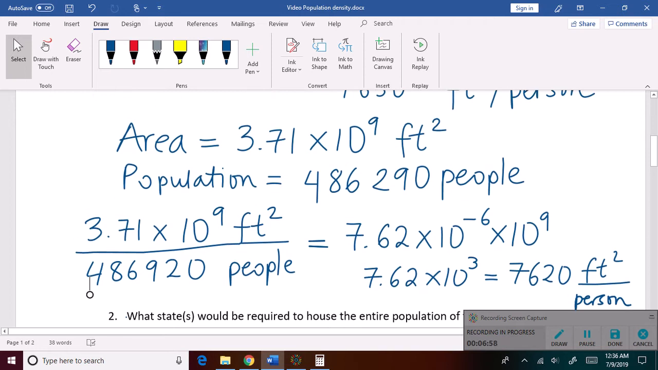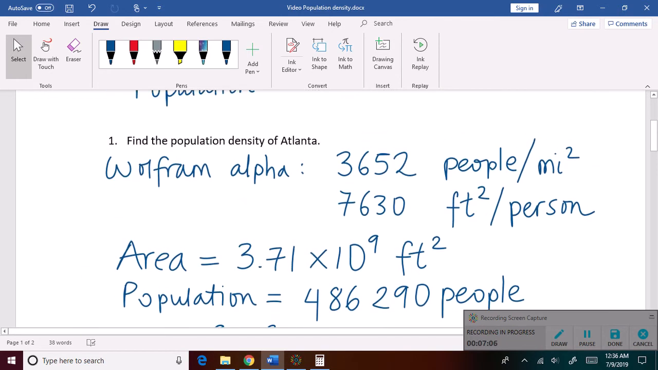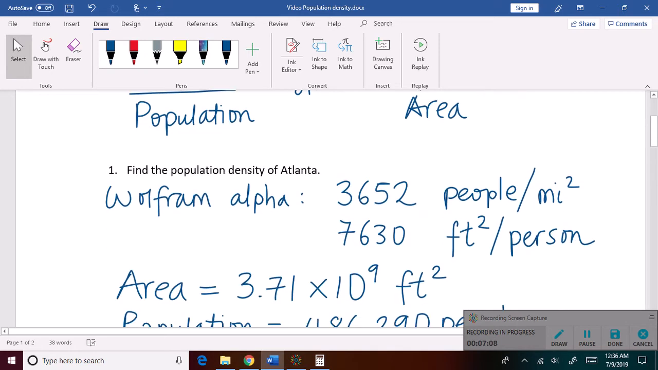So if you know the area and if you know the population, then you divide them by each other to get the population density, or you simply use Wolfram Alpha. So it's completely up to you.